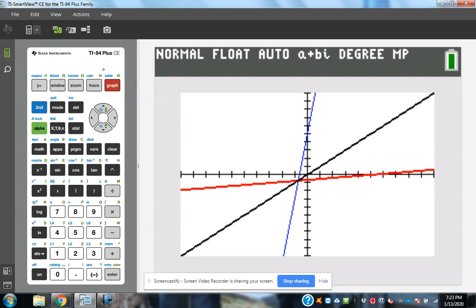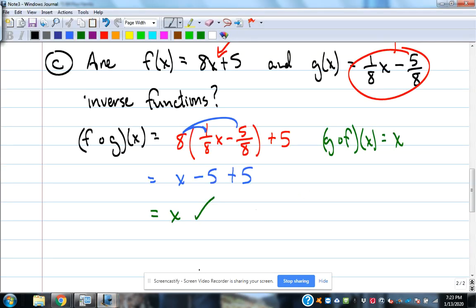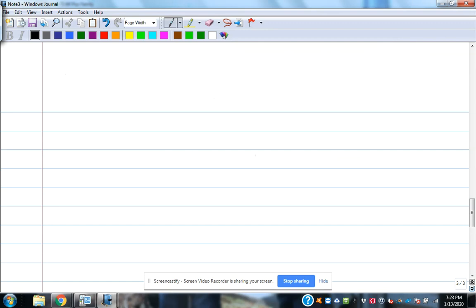If you graph it, what do they reflect across? Y equals x, the y equals x line, okay? All right, so now let's do the actual taking a function and finding the inverse of it. We'll do 3 or 4 of these, and then that'll be it.